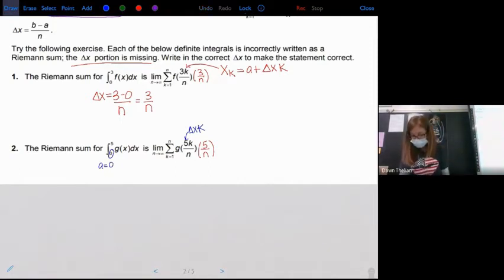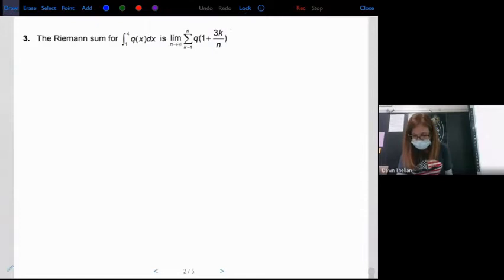Take a look at number 3. It gives us this Riemann sum. The only thing that we're missing is our delta x at the end. And number 4, wasn't there a 4? Oh no, just a 3, sorry.